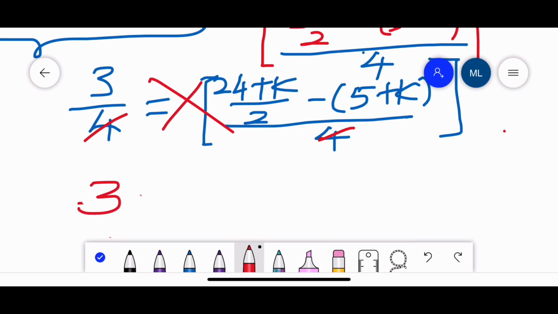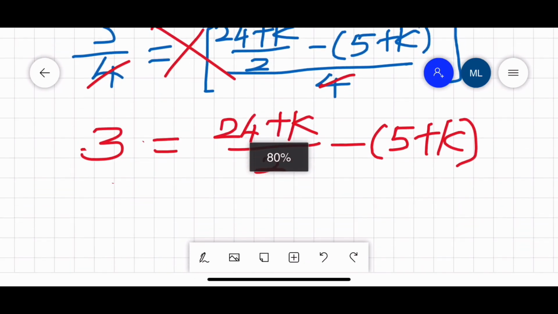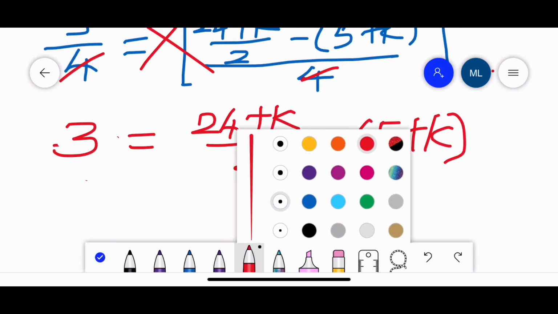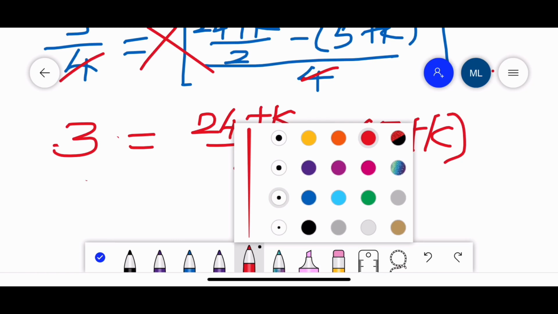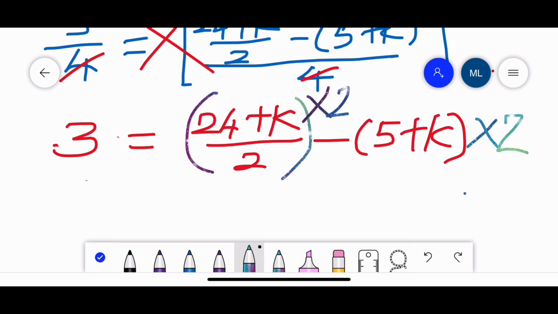Then we just equate the 3 equal to 24 plus K divide by 2 minus bracket. Don't forget your bracket, 5 plus K. Okay, now you're having over 2, right? So you can times 2 everybody. Every term, you times 2. Okay, 2 times 3, you got 6, right? Okay, times 2, you must be fair. Every term, you must times 2.